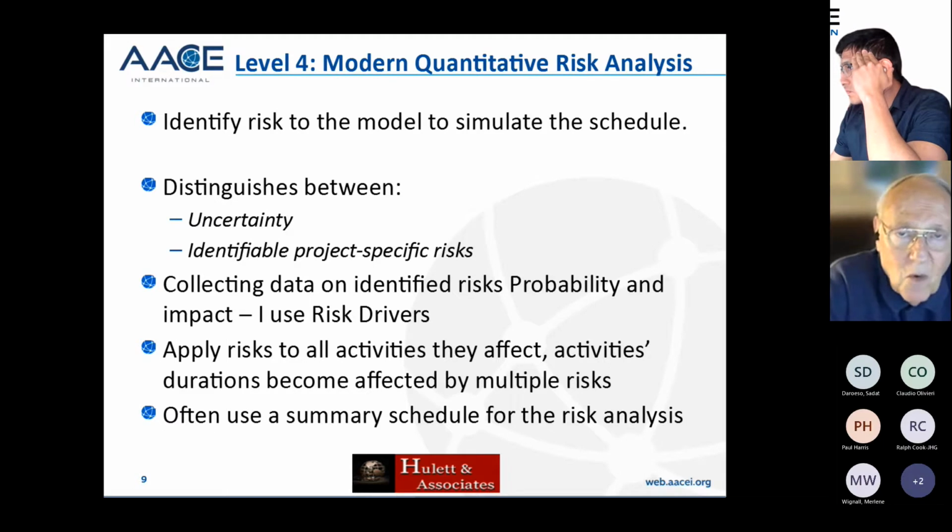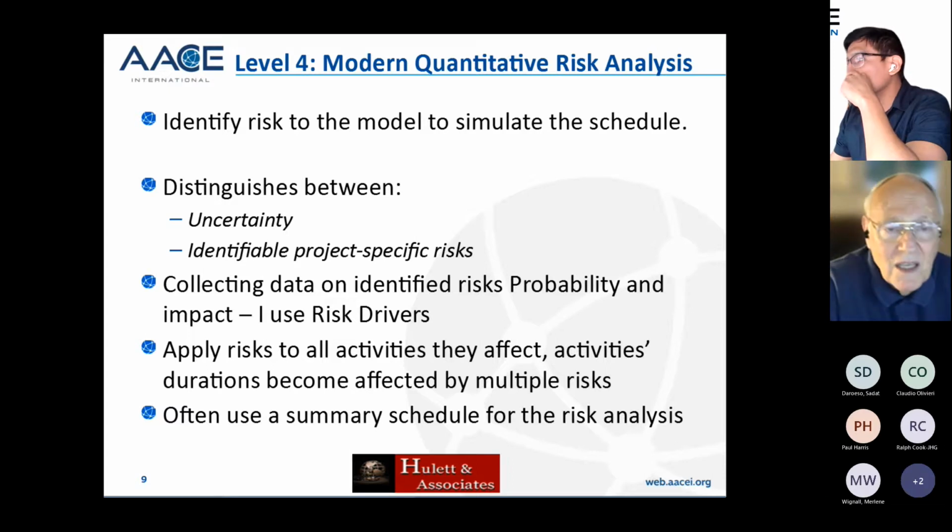Now at level 4, we start with quantitative and modern quantitative schedule risk analysis. Okay, so the first thing we do is identify the risks to the model that we're going to simulate. Now, these could come from the risk register. I'm going to talk to you a little bit about risk data collection in a while, but the risk can be distinguished between uncertainty and identified project-specific risks.